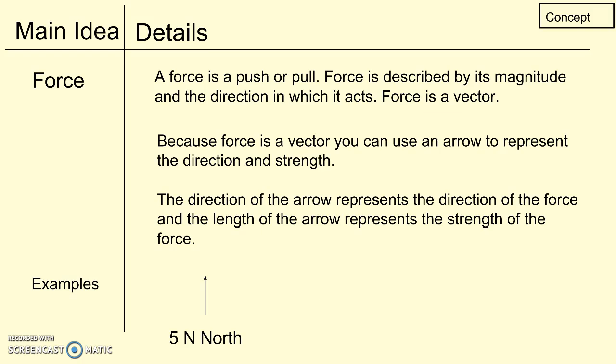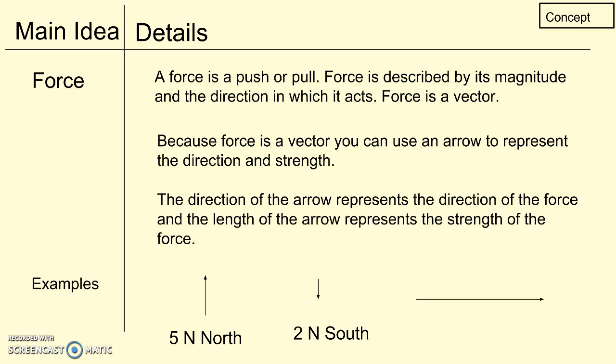Looking at this next arrow here, we can tell without knowing anything else about it, it's pointing south. And we can also say its magnitude is less than 5 newtons north, because by comparison between the first arrow and this one, this one is much smaller. In fact, it is 2 newtons south.